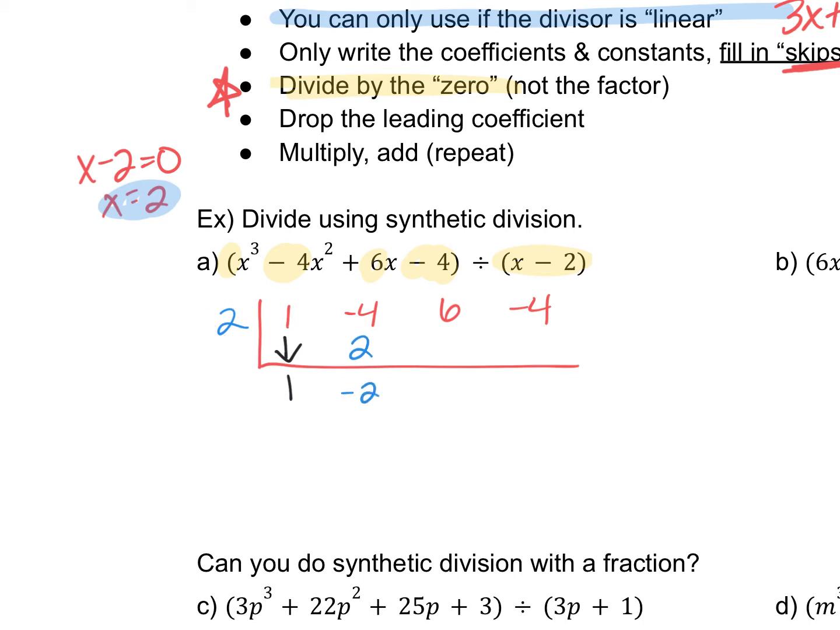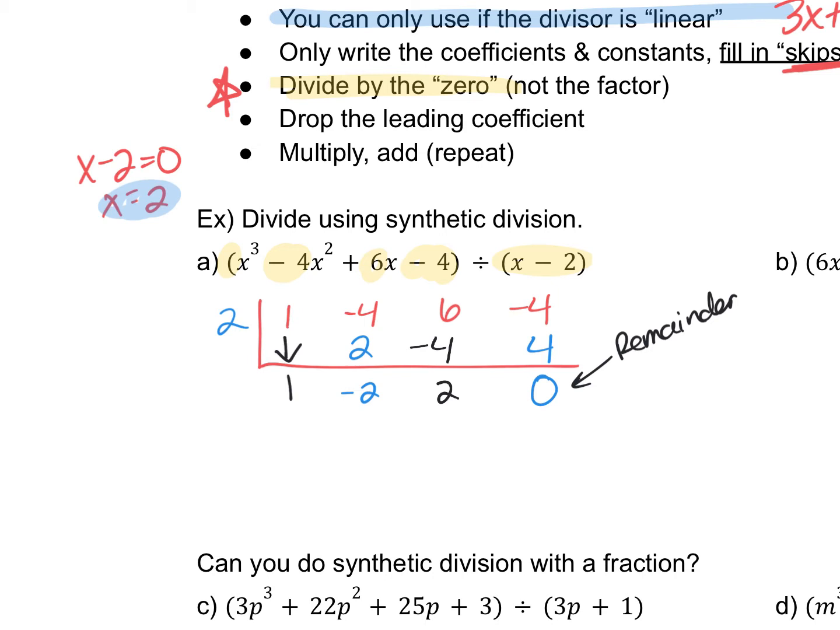Now multiply again. This 2 out front, your 0, times -2 would give you -4. Add going down vertically, 6 plus -4 would give you 2. Multiply the 0 by that number, so 2 times 2 would give you 4. Add going down, you get 0. So this last piece is your remainder, which this one has a remainder of 0.